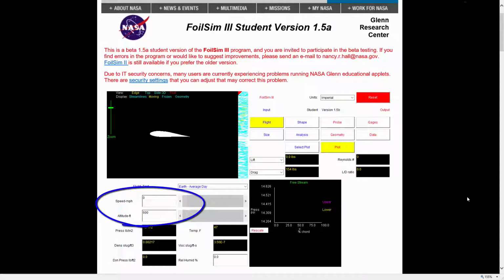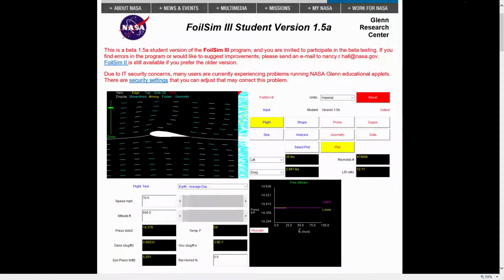We start out at 0 miles per hour at an altitude of 600 feet. Why 600 feet? For added realism, I set the altitude to 600 feet because that is approximately the average elevation above sea level here in the Dallas-Fort Worth area. We are 0 feet above ground, but we are 600 feet above sea level. Let's begin. I will increase the speed 10 miles per hour at a time.